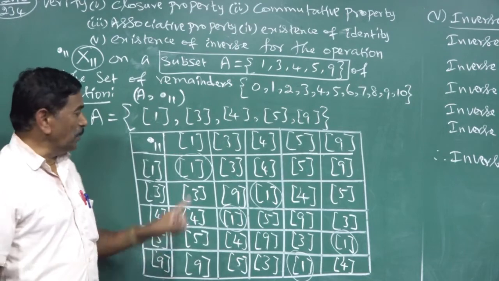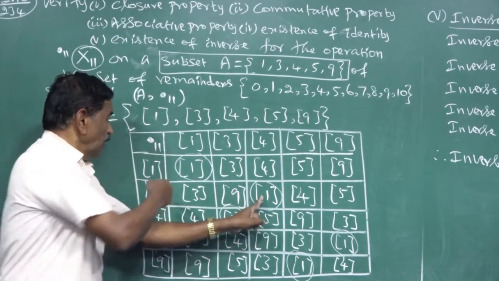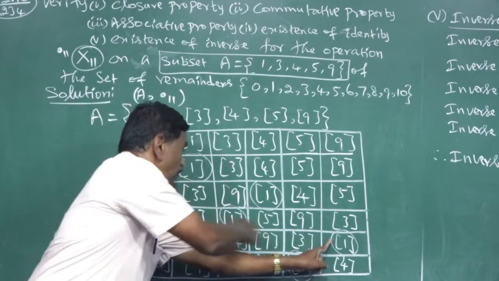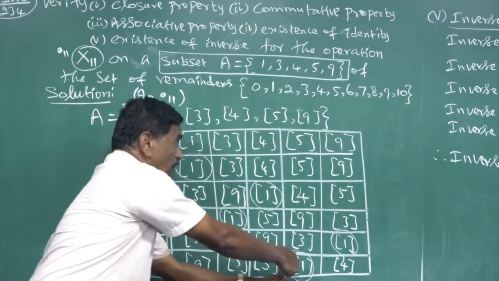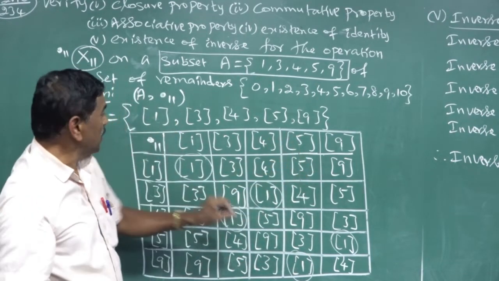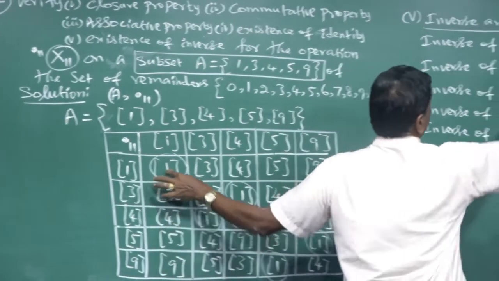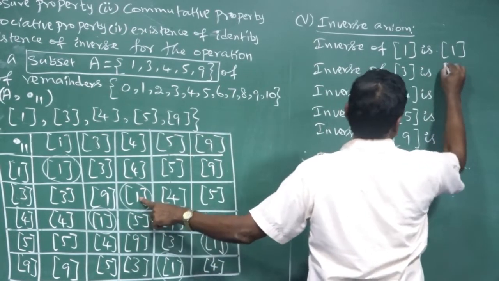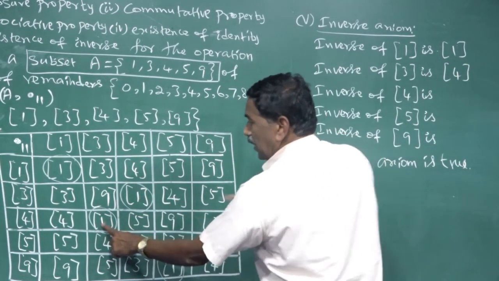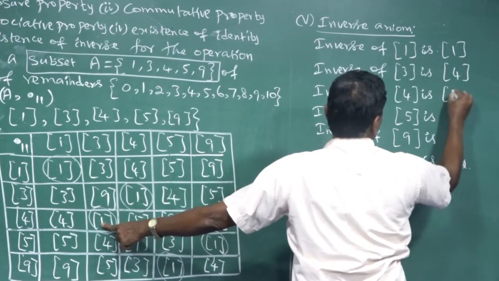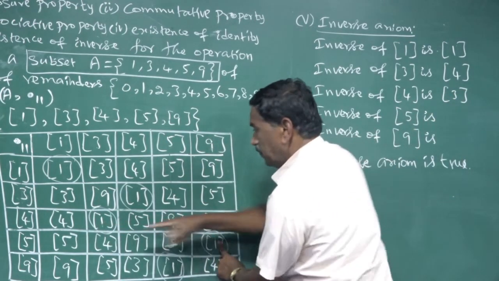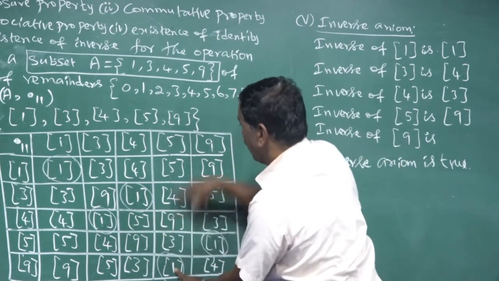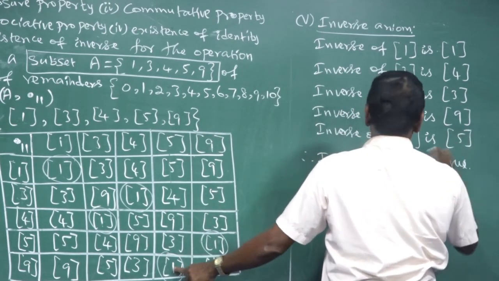Inverse axiom. From the table, say inverse of 1 is 1, inverse of 3 is 4, inverse of 4 is 3. Next, inverse of 5 is 9. Here, inverse of 9 is 5. Okay, already we discussed about this. Now, from the table, inverse of 1 is 1. Next, listen. Here, inverse of 3 is 4. Next, here, inverse of 4 is 3. Next, inverse of 5 is 9. Next, here, inverse of 9 is 5. Therefore, inverse axiom is true.